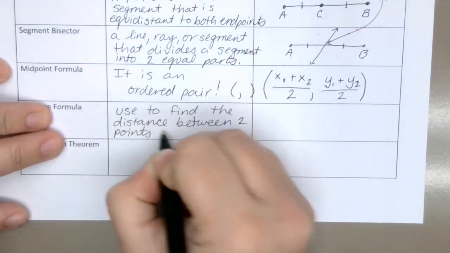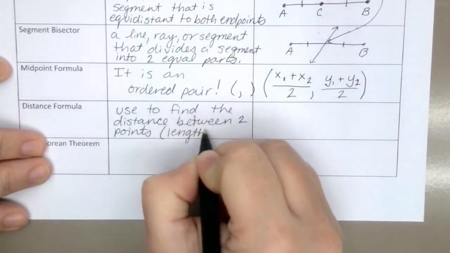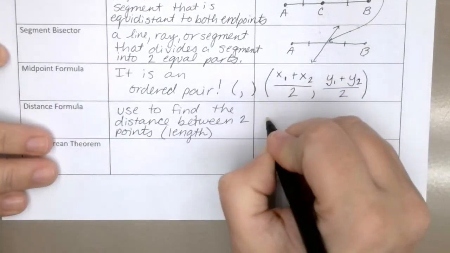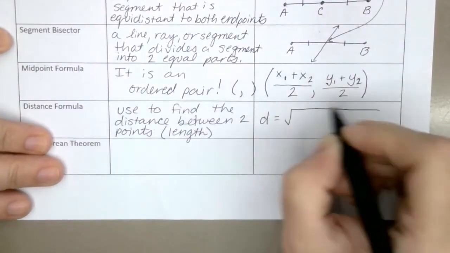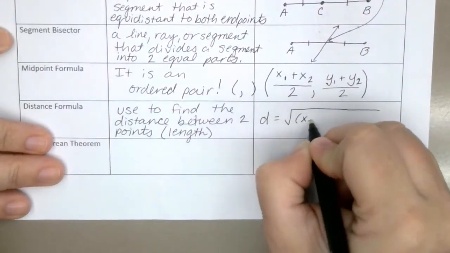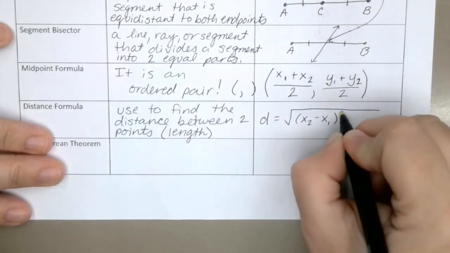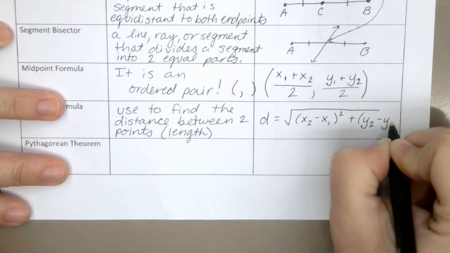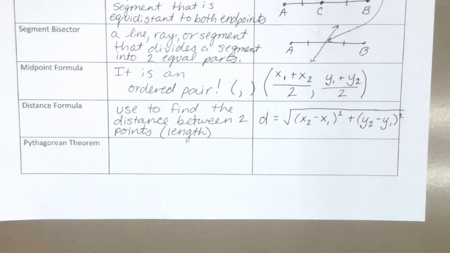Or another way of saying that is you find the length of the segment between those two points. And this one's kind of ugly. You ready? The distance between two points is equal to the difference of the x values squared plus the difference of the y values squared, and then all square rooted. So we'll see what that looks like when we actually do a problem.